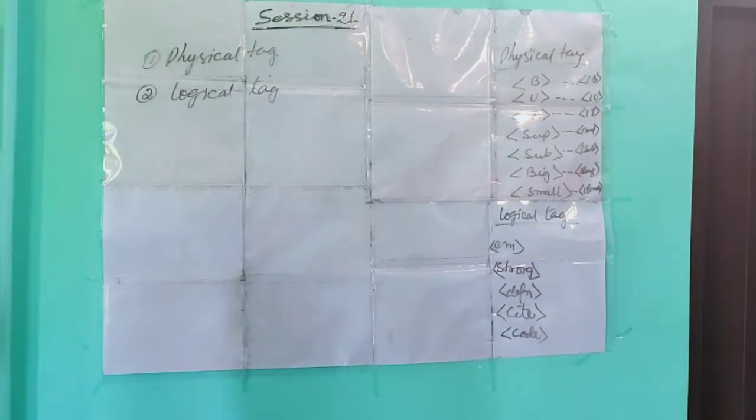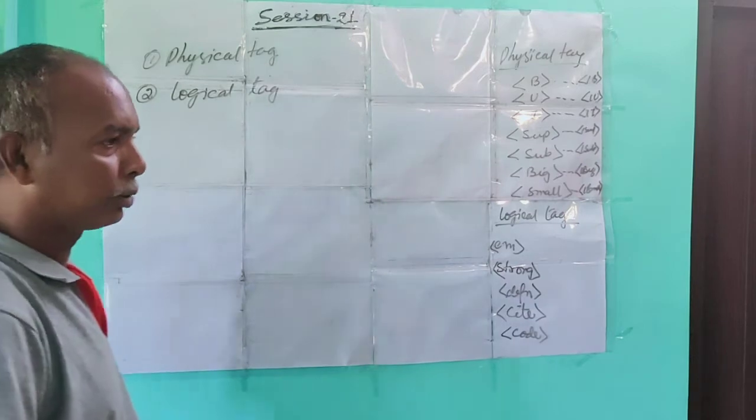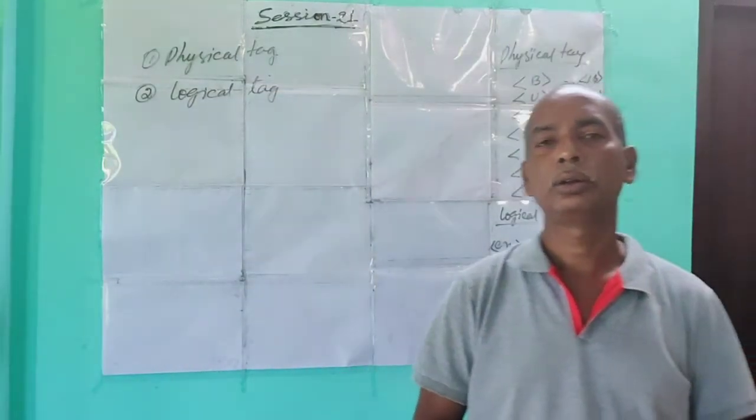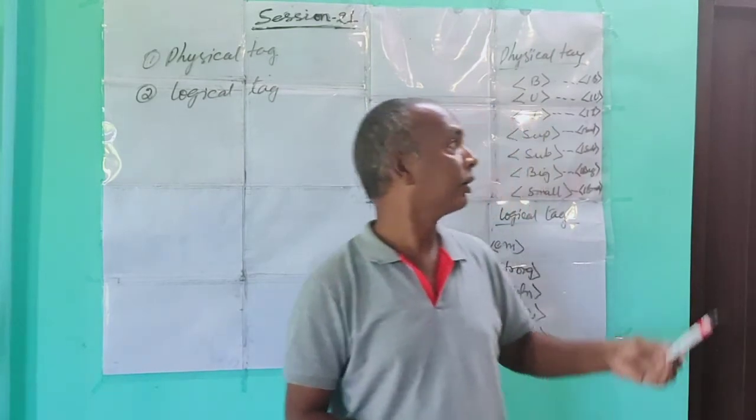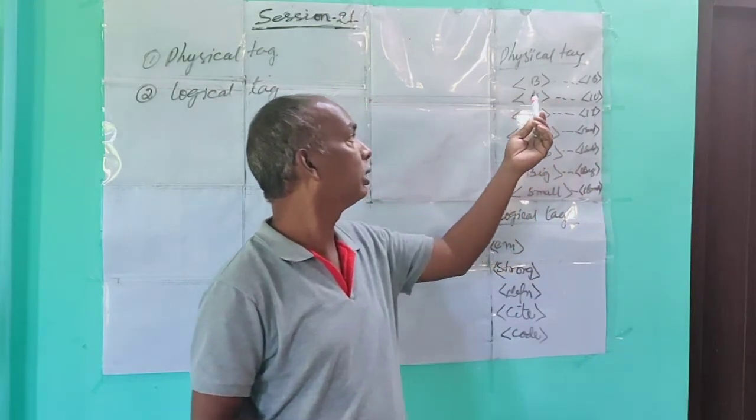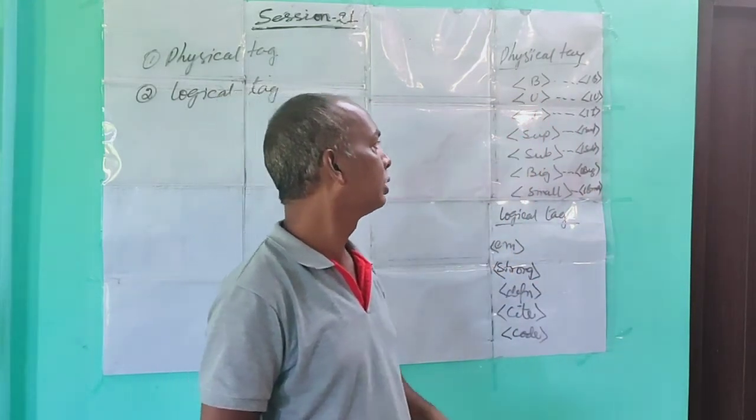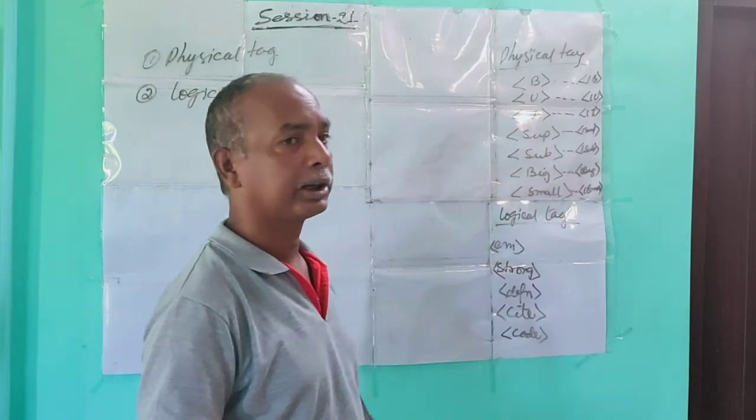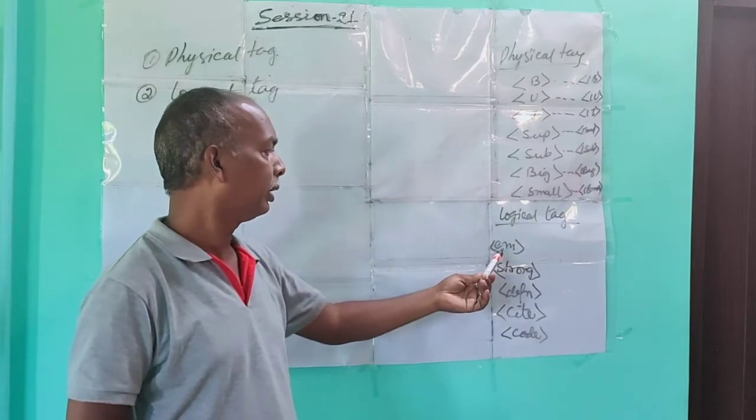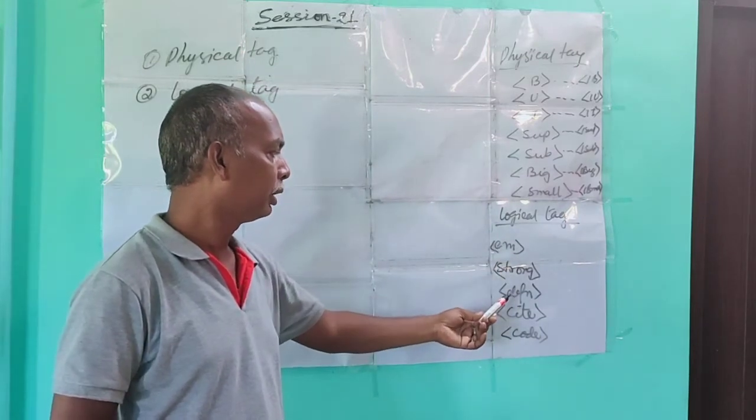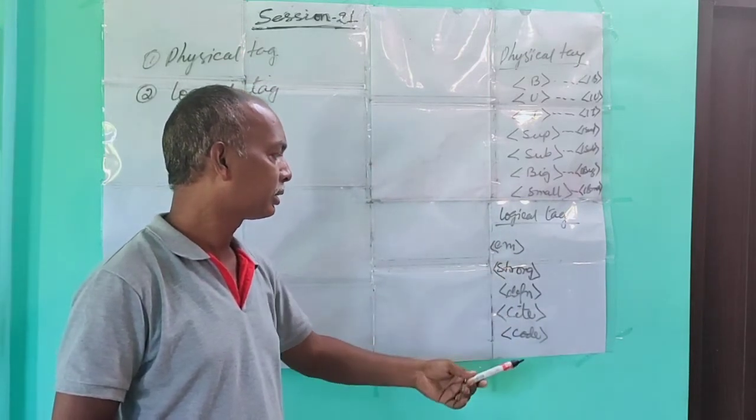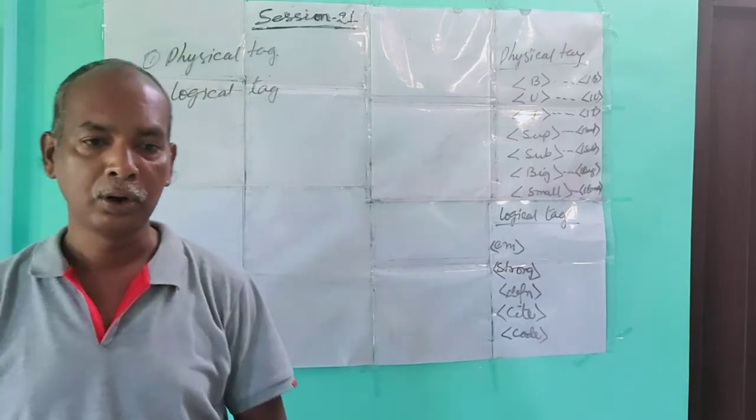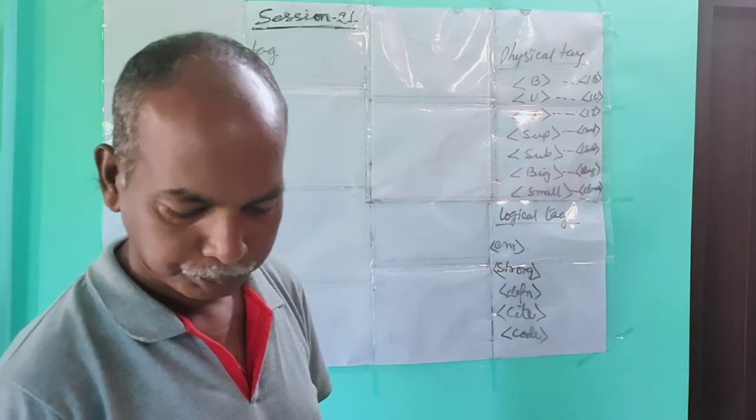Physical tag and logical tag. So we can divide the tags into two categories. One is called logical tag, the other one is called physical tag. So under physical tag, B bold, underline, italics, superscript, subscript, big, small come under the category of physical tag. EM emphasize, strong, definition, citation and code come under the category of logical tag.